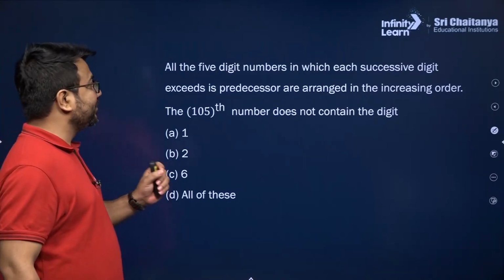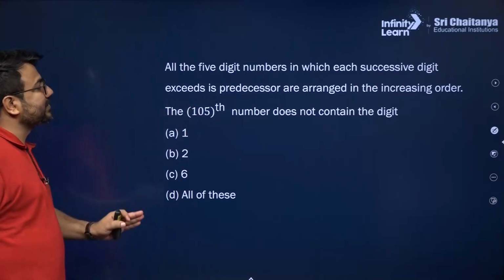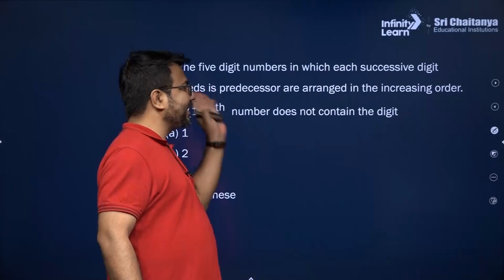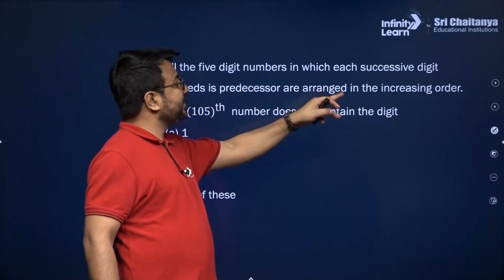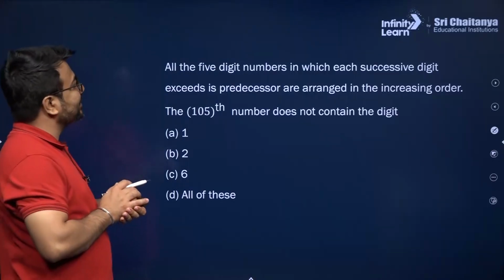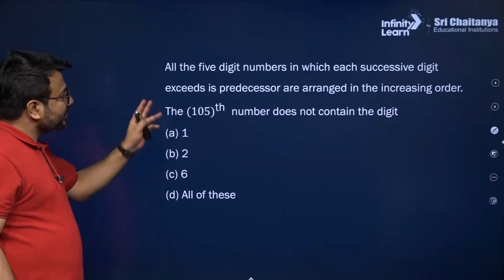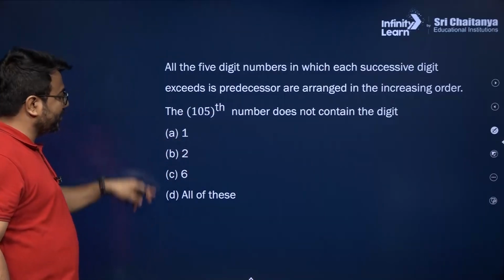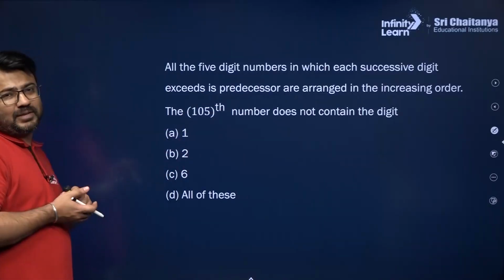All the 5-digit numbers in which each successive digit exceeds its predecessor, predecessor means the previous one, are arranged in increasing order from lowest value to the highest value. A 5-digit number is arranged in this way. The 105th number does not contain the digit among all these. So which option will be the final answer?